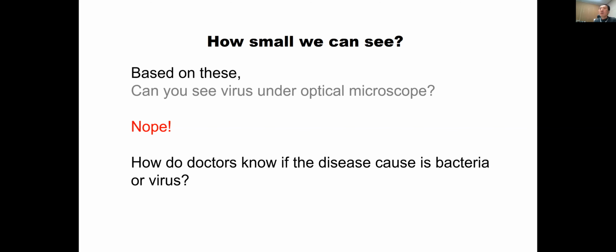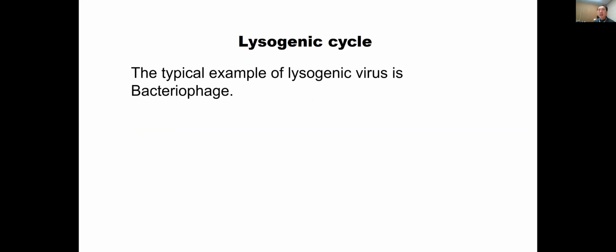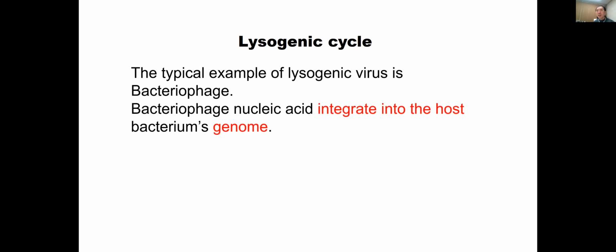Okay, a new target for our treatment. One of the questions was the lysogenic cycle, and you gave quite good answers here and there. A typical example of a lysogenic virus is a bacteriophage. Not only bacteriophage, but an important word here: a virus affecting bacteria is a bacteriophage. Phage is a virus, right?